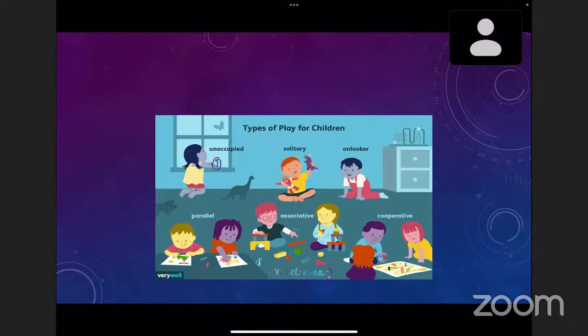So this is an example for that. Unoccupied play initially, then solitary play. Second will be parallel play. Associative play, this is not simple cooperative play. So for this you should know only solitary, parallel, cooperative, and then role play.